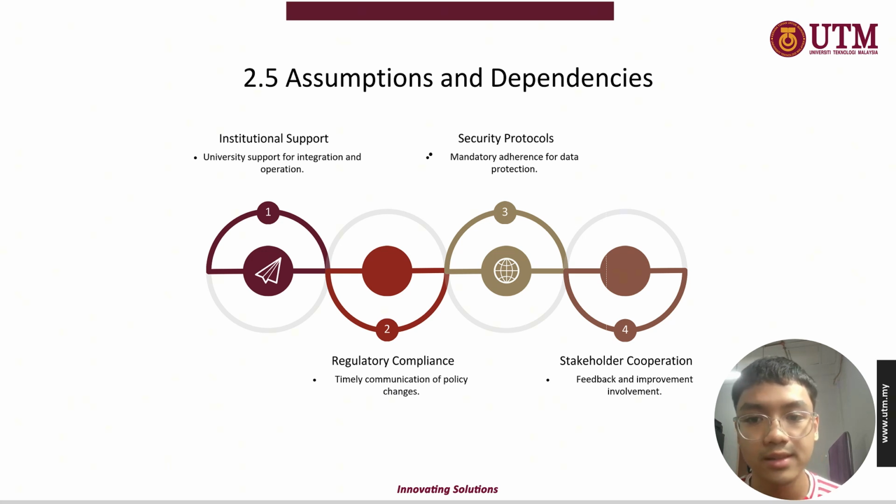So for 2.5, there are assumptions and dependencies. We have 4 points here. First, institutional support, that is university support for integration and operation. And then second, regulatory compliance, that is timely communication of policy changes. And then third, security protocols, that is mandatory adherence for data protection. And then lastly, stakeholder cooperation for feedback and improvement involvement.